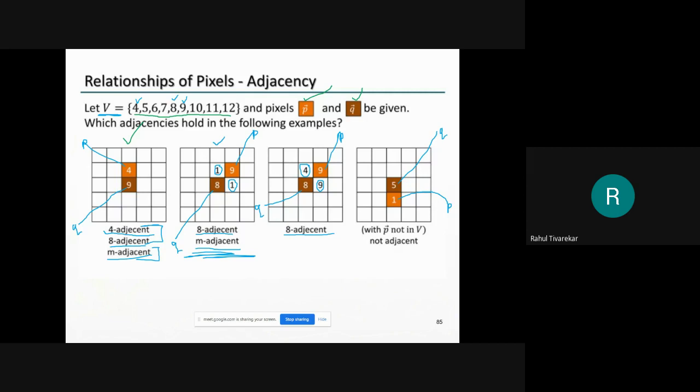Adjacency depends on whether they are neighbors and they are part of a set V. And the third thing is path. Path is whether they are adjacent by some of the adjacency, fourth, eighth, or M adjacency. And if they are adjacent by some of the rule and they are located close to each other, then we can trace a line between such pixels and we can say that this is a path.